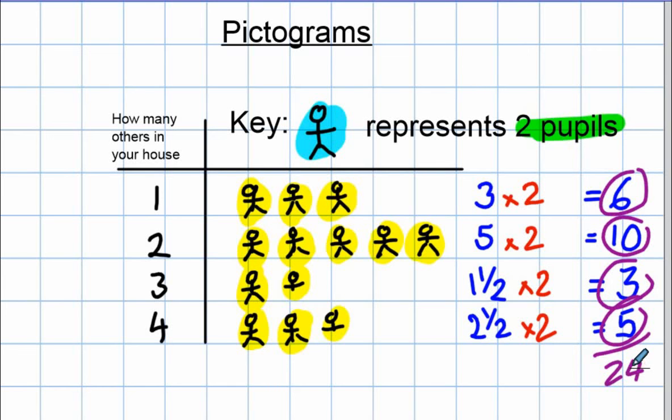Okay, so that's a very quick reminder of how we can use pictograms to display information.